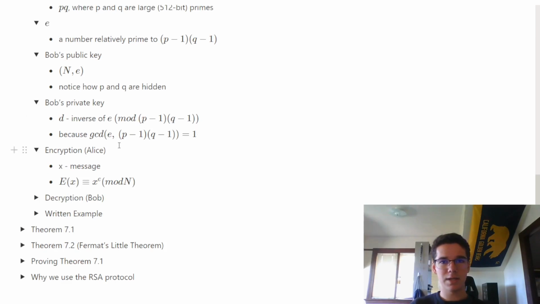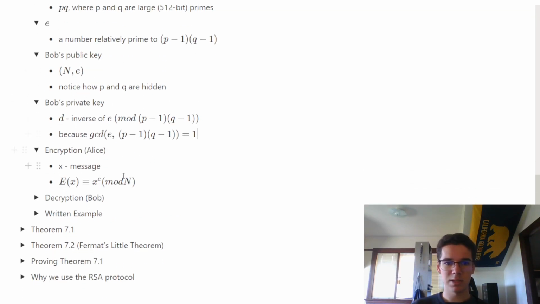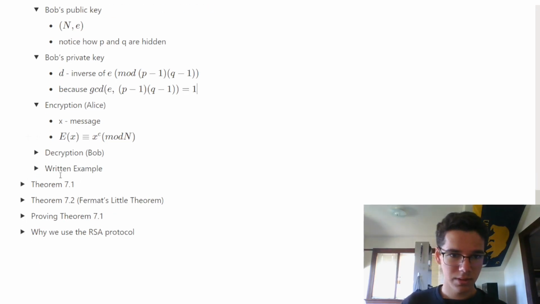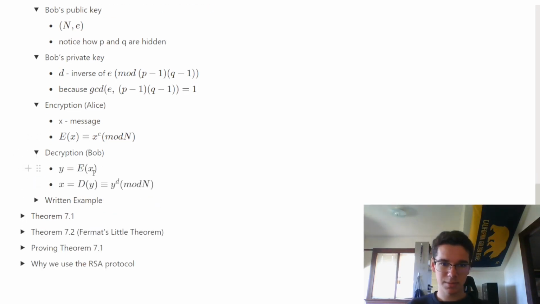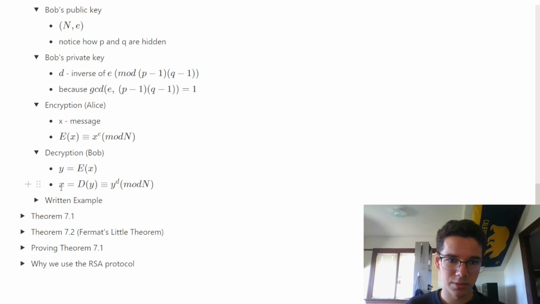Okay, so now we're going to go on to what this looks like. So Alice is going to take some message x, some bits, and she's going to encrypt it by taking x, raising it to the power of e, which is part of Bob's public key, and then modding it by capital N, which is also part of Bob's public key. Okay, now Bob is going to decrypt E of x by raising it to the power of the inverse of e, and that will yield x.